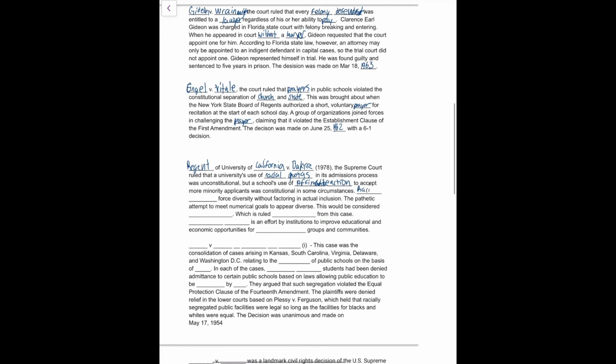Racial quotas force diversity without factoring in actual inclusion, a pathetic attempt to meet numerical goals to appear diverse. This would be considered discrimination, which is ruled unconstitutional from this case.